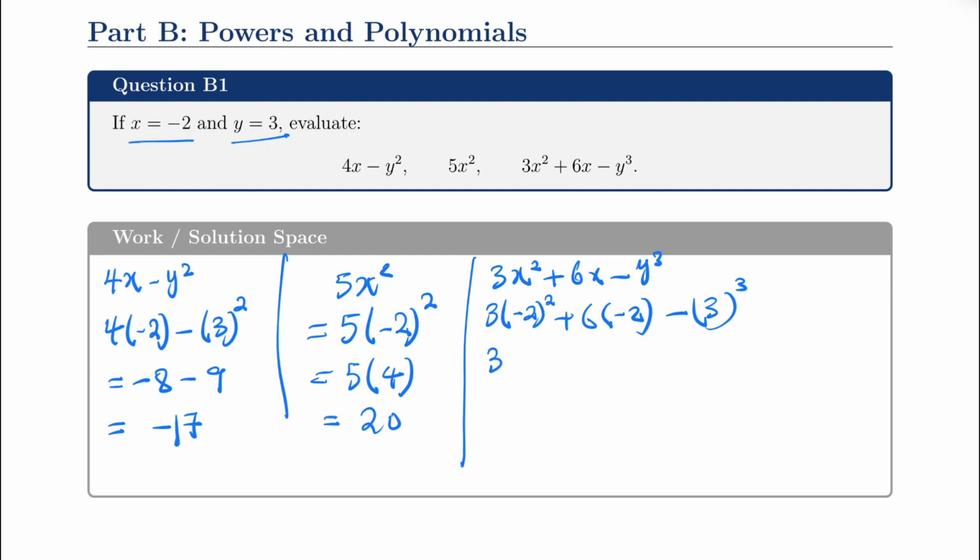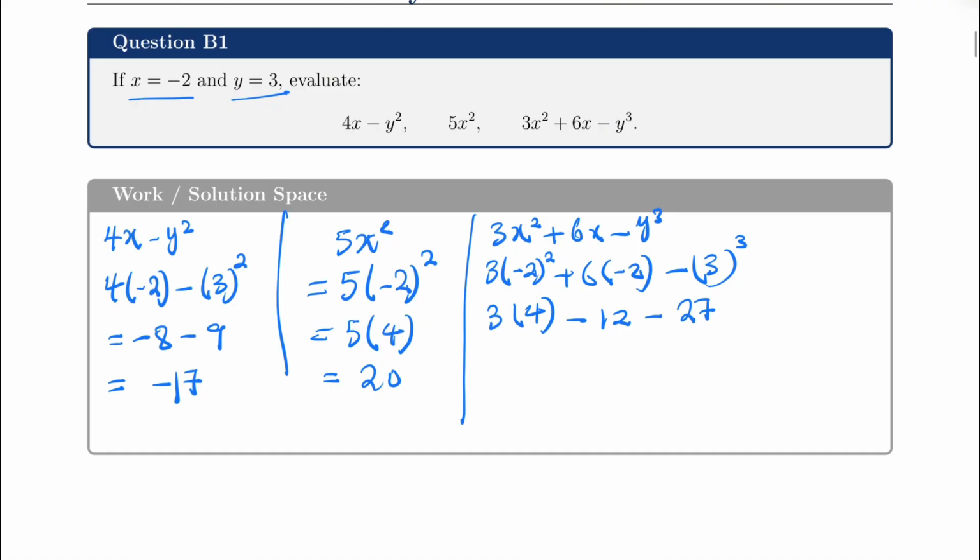Now I write 3, -2 squared is 4. Then this becomes minus, right, because 6 multiplied by -2 is -12. Then I have minus 3 multiplied by 3 multiplied by 3, I get 27, okay? From the left, I multiply 3 and 4, I get 12, minus 12, then minus 27.